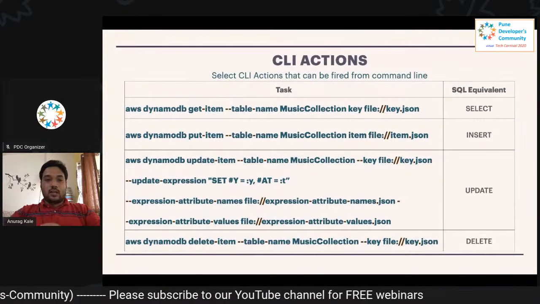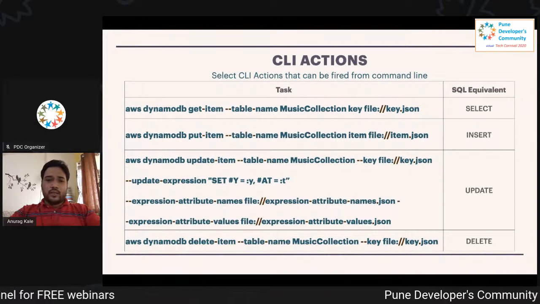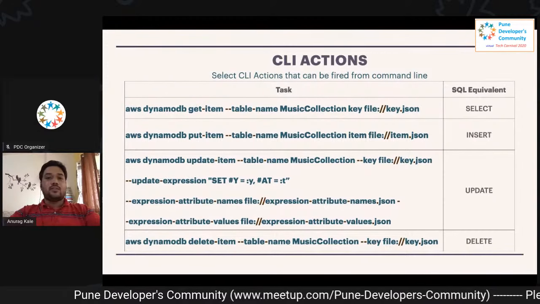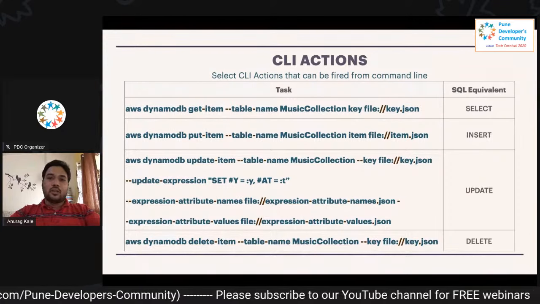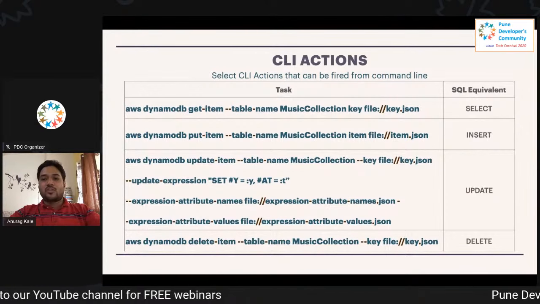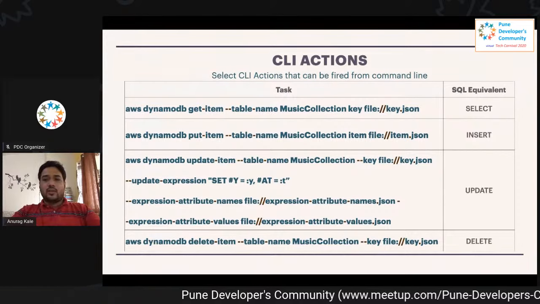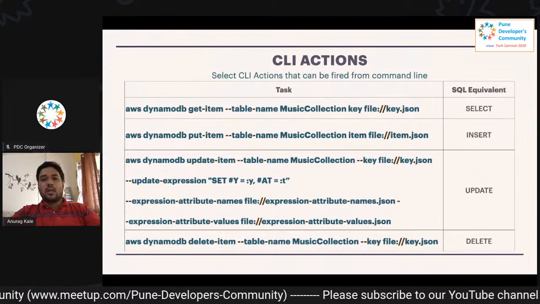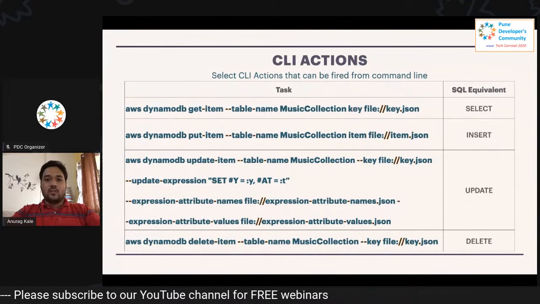Now, like I mentioned, let's say you are just a developer or you want to write an ad hoc query. How exactly are you going to access it? There are CLI actions that you can use. CLI is the command line interface. You can go inside your terminal, or use something like Cloud9, and fire these commands to get that particular data. The SQL equivalent of select is aws dynamodb get-item, the name of your table, and then you see that I have provided a key file, and it has some JSON value in it. So what is that JSON?